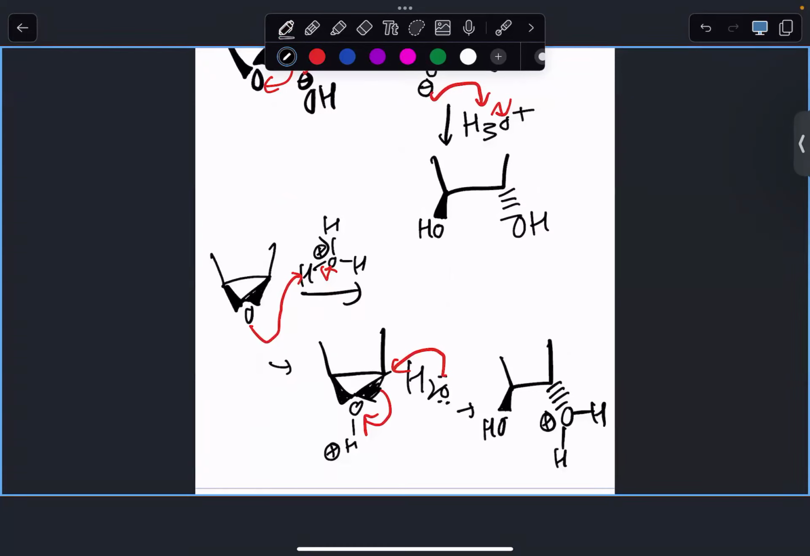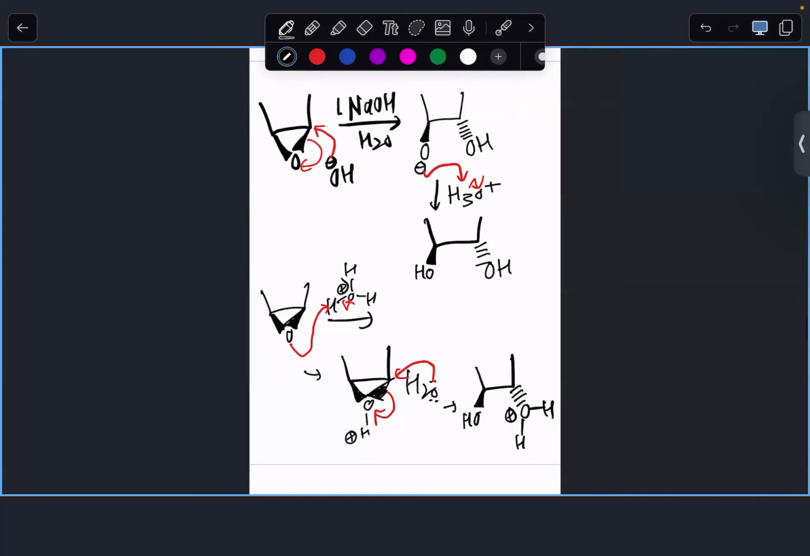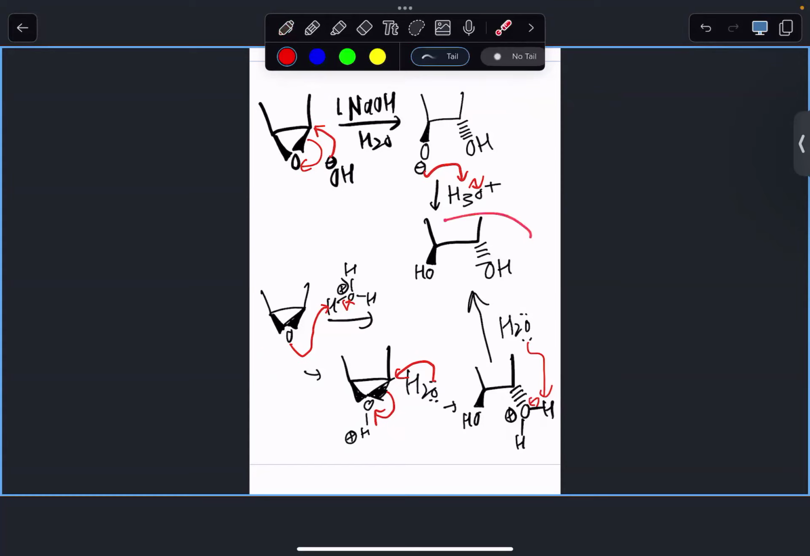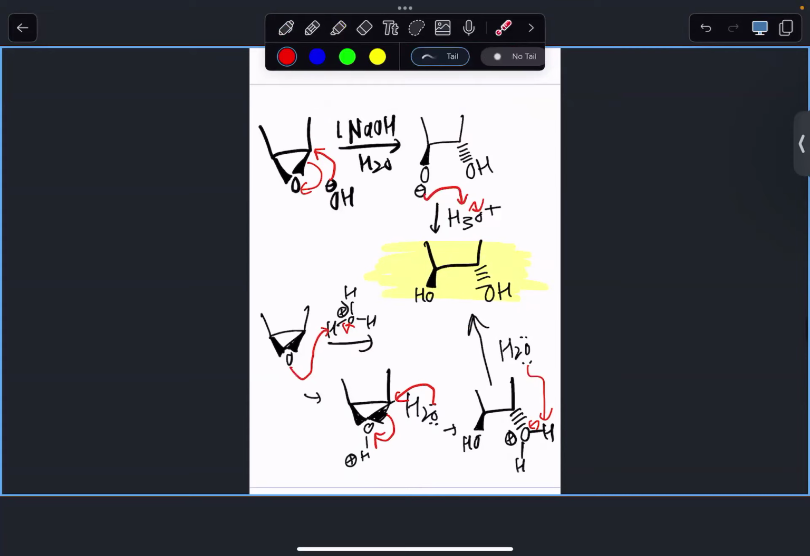And what's the last step here? How can we get to this from here? Yeah, base like water in acidic conditions, right? Which is going to deprotonate that and give that oxygen another lone pair, giving us our trans-vicinal diol that we want here. Right.